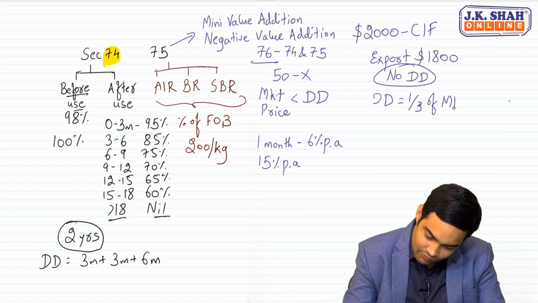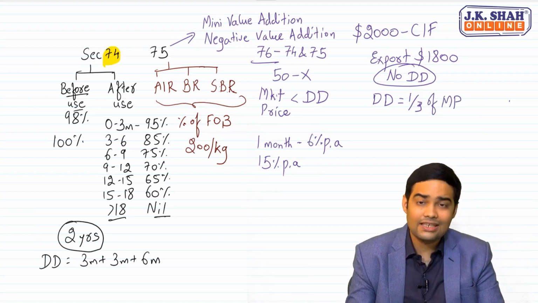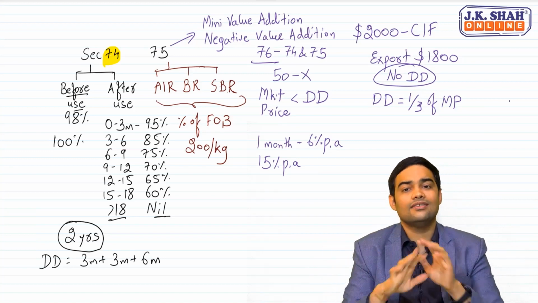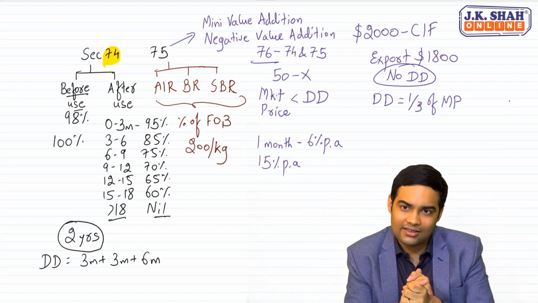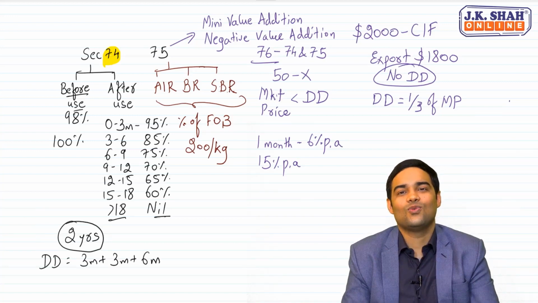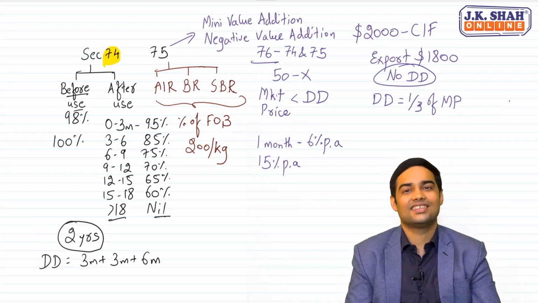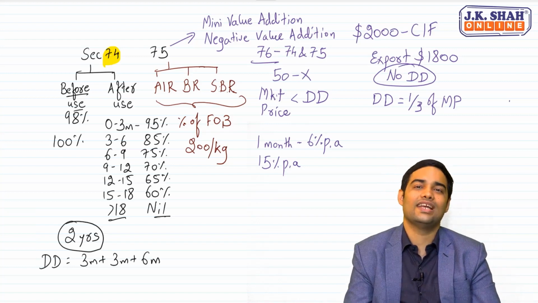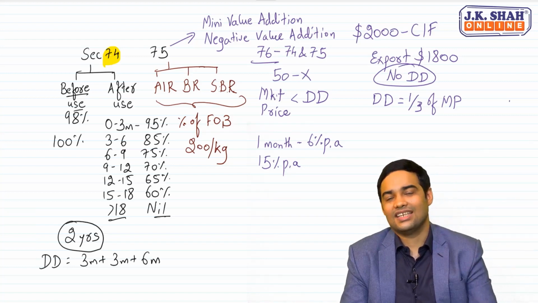But be very careful. If market price is less than drawback, then you will not get even a single rupee of drawback. If it is more, then it is still subject to 1/3 of market price. These three conditions are only applicable in case of section 75.